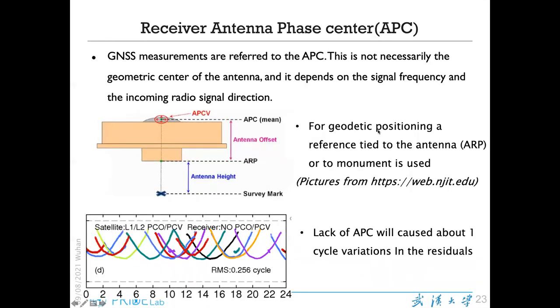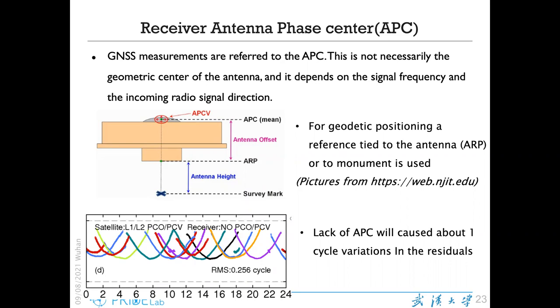And this is the receiver antenna phase center. Some of you may know that we have phase center variations, which depend on the signal frequencies. So different signal frequencies will have different satellite and receiver antenna phase centers. They're very small compared to some other errors. Normally, the PCV, phase center variation, is within a few millimeters, but the PCO, the phase center offset, is sometimes within a few tens of centimeters, depending on what kind of antennas you are using.